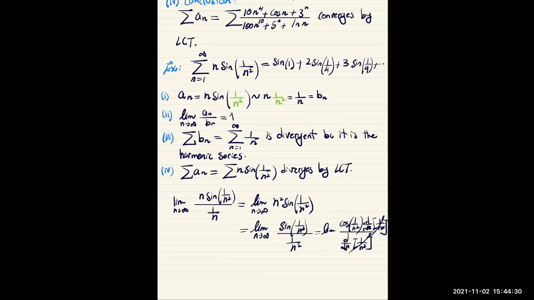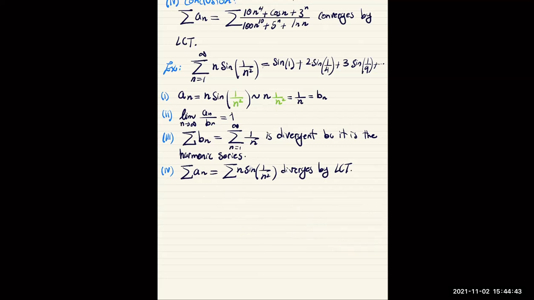It's 1. I'm going to erase all this, guys, because again, we know this limit is 1 because of the way we choose b sub n.